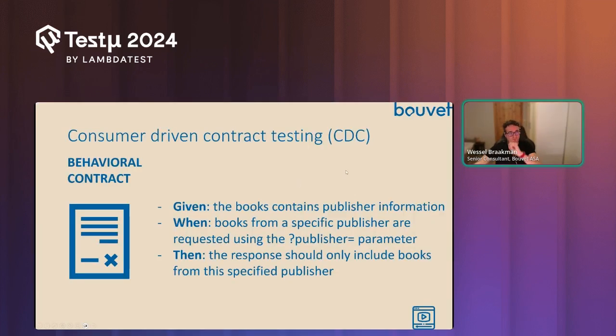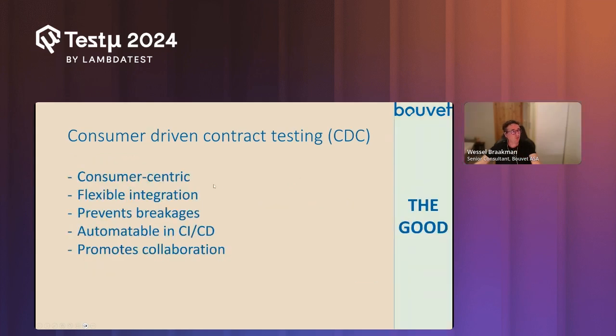Back to the presentation. So the positives are that it's consumer-centric, which means that it ensures that the API meets the specific needs of customers. There's a flexible integration because it allows customers to test independently instead of having this big contract from the producer. It can prevent breakages, as do the other ones, but in this case, the consumers have more control. It's automatable in CI/CD, and what I think is most important of all, it really promotes collaboration. So the consumers really get to talk to the producer and discuss with them what's possible and what's not.